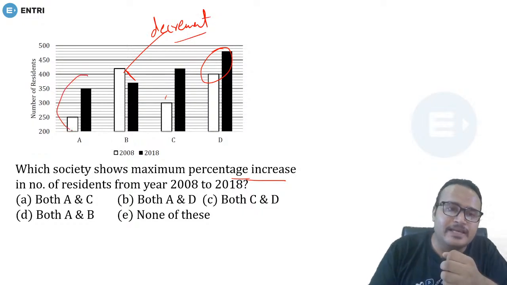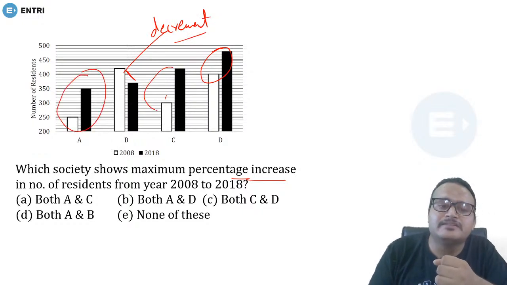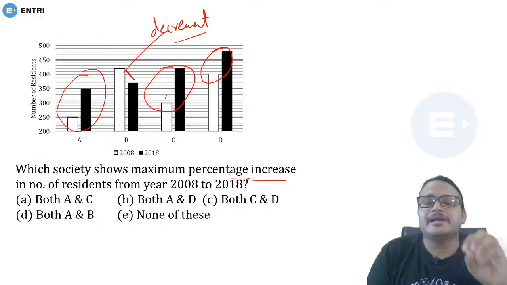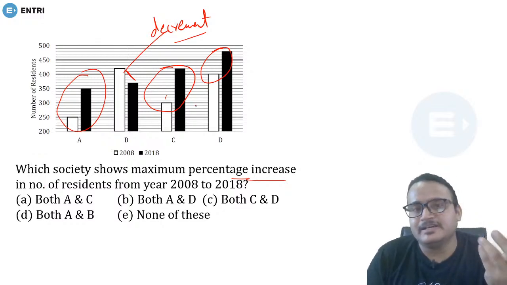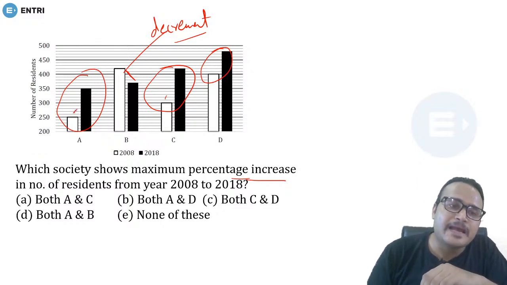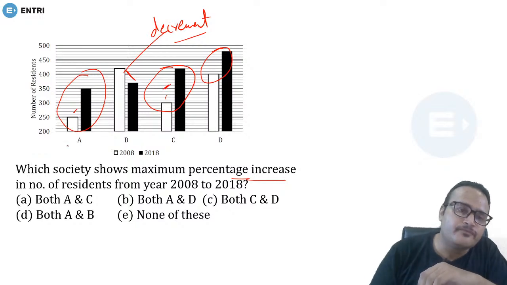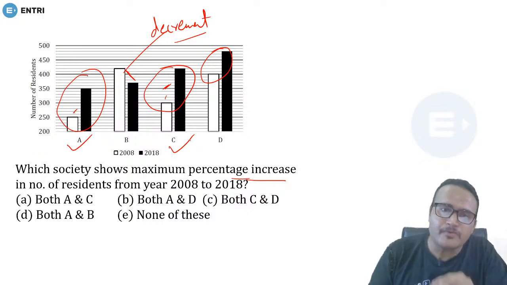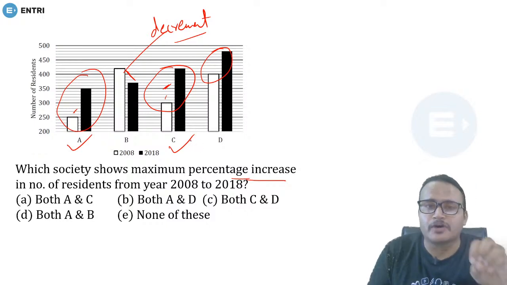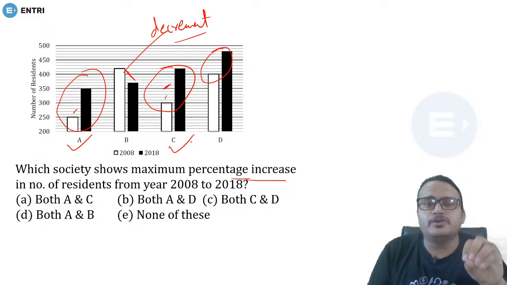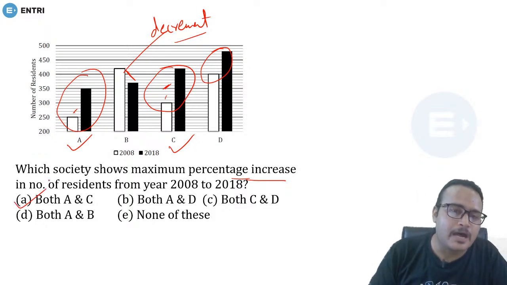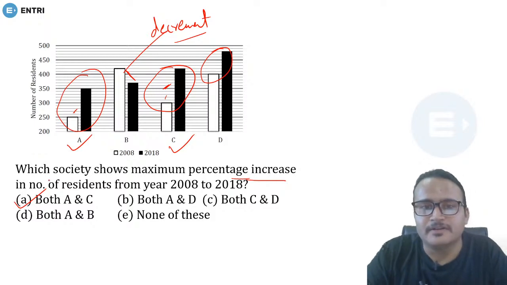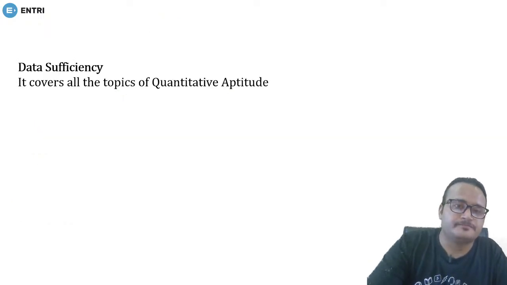So this is the increment, the maximum increment. Increment is nothing but basically a percentage increase, na? So here is the maximum increase. So from A, you can see A and C show the maximum percentage increase in the number of residents from 2008 to 2018. So without doing any calculation, you can mark A as your right answer. Okay, guys, let's move to the next question.